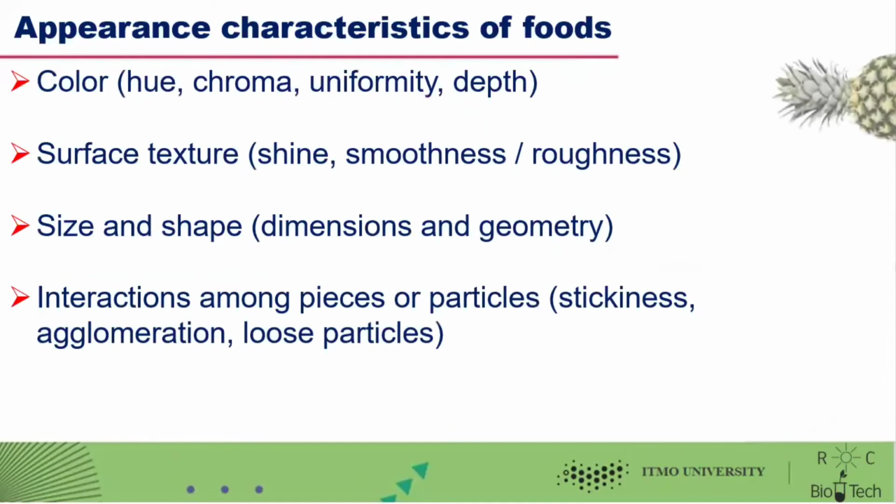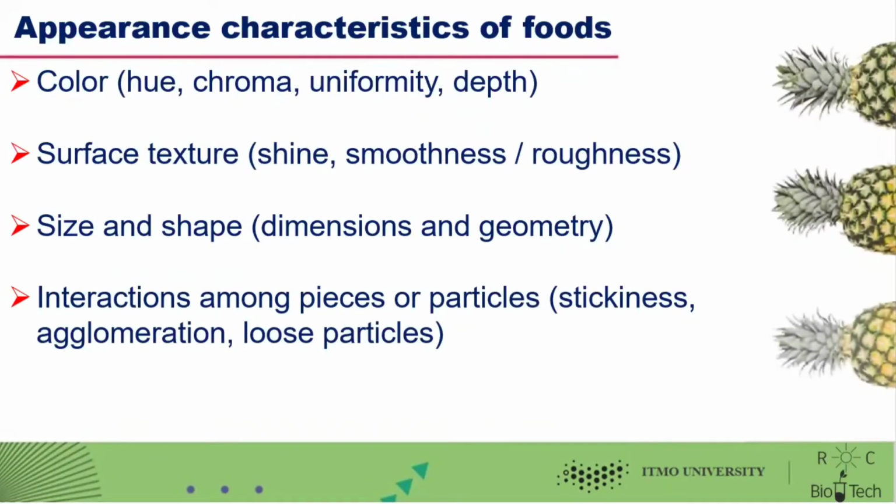So the first attribute is appearance, which is estimated by the sense of vision. The appearance of a product or the package often is the only attribute on which the decision to consume a product is based. Let's look at the slide. Generally, food appearance is divided into the following characteristics such as color, surface texture, size and shape, interactions among pieces or particles.